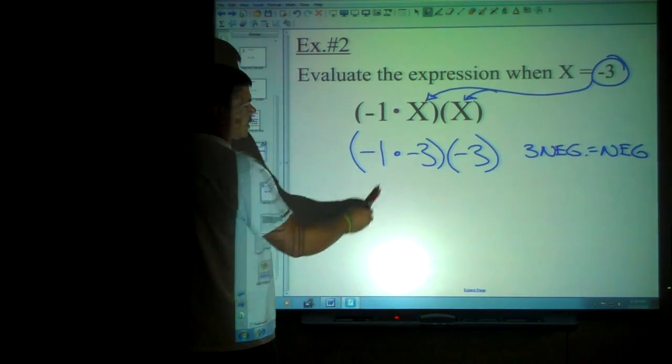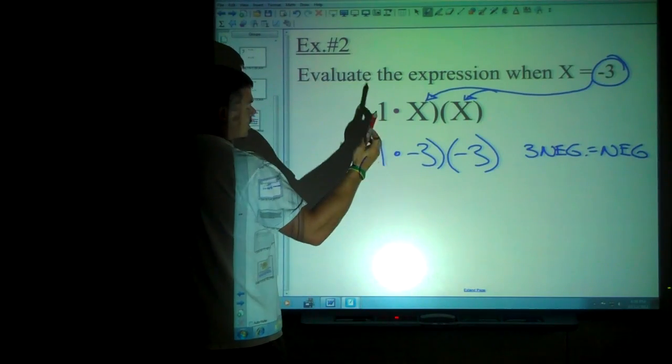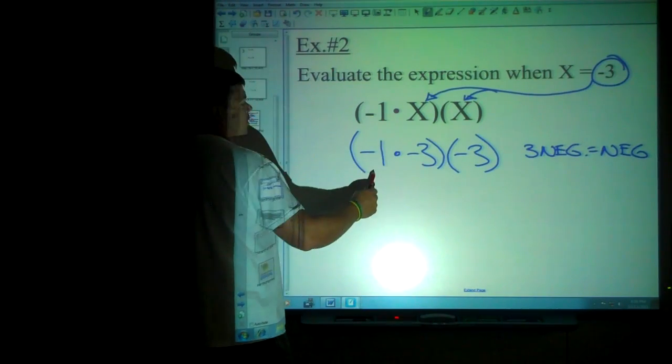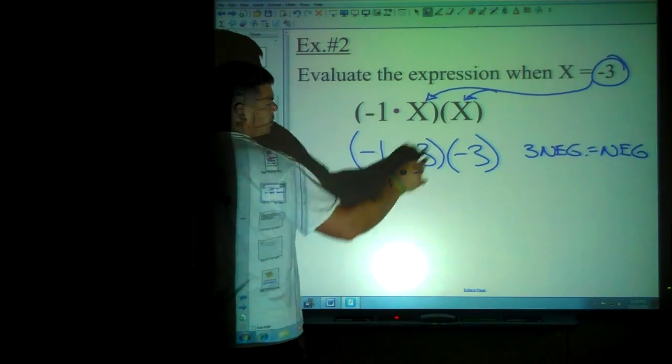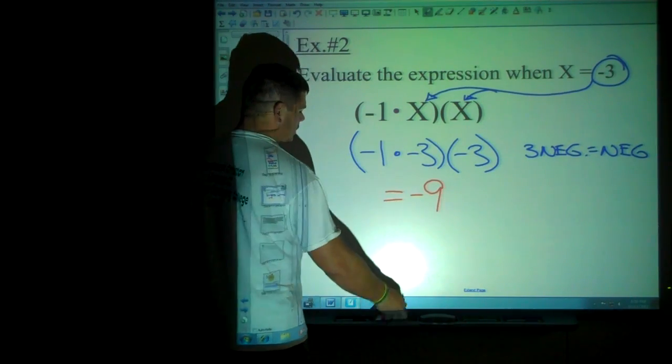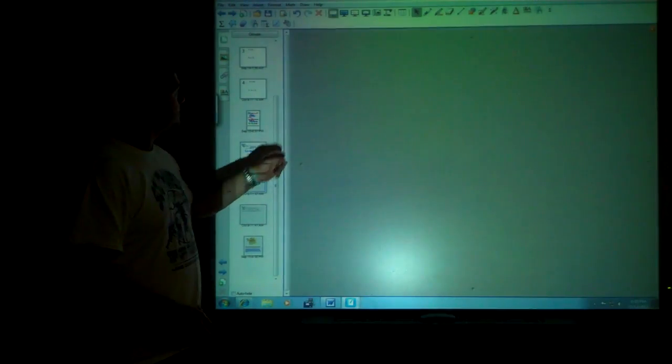Multiply in any order you want. 1 times 3 is 3, 3 times 3 is 9. Now 3 times 3 is 9, 9 times 1 is 9. That 3 times that 1 is 3 times 3. It doesn't matter. It's always going to produce the same. I know the answer is negative. So I say that when I've evaluated it, it's -9.